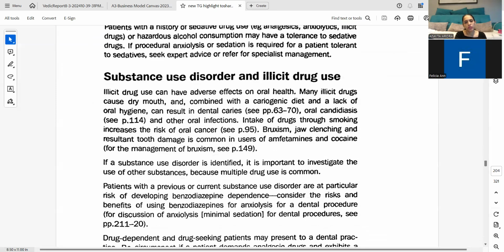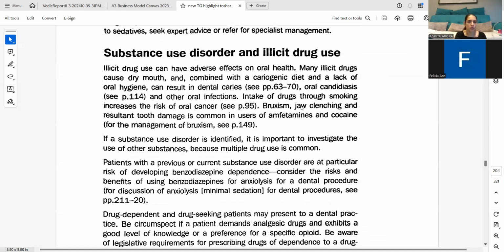Then we have substance use disorder and illicit drug use. Illicit drug use can have adverse effects on oral health. Many illicit drugs cause dry mouth, and combined with a cariogenic diet and lack of oral hygiene can result in dental caries, oral candidiasis, and other oral infections. Intake of drugs through smoking increases the risk of oral cancer. Bruxism, jaw clenching, and resultant tooth damage is common in users of amphetamines and cocaine.